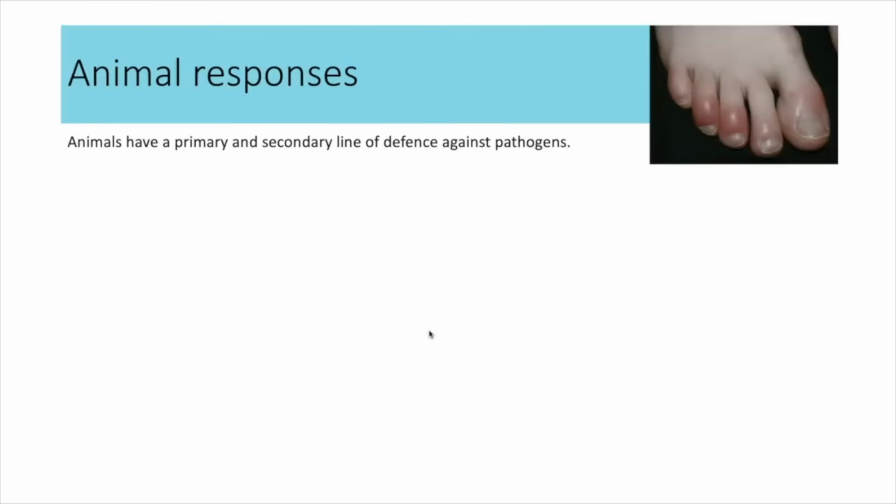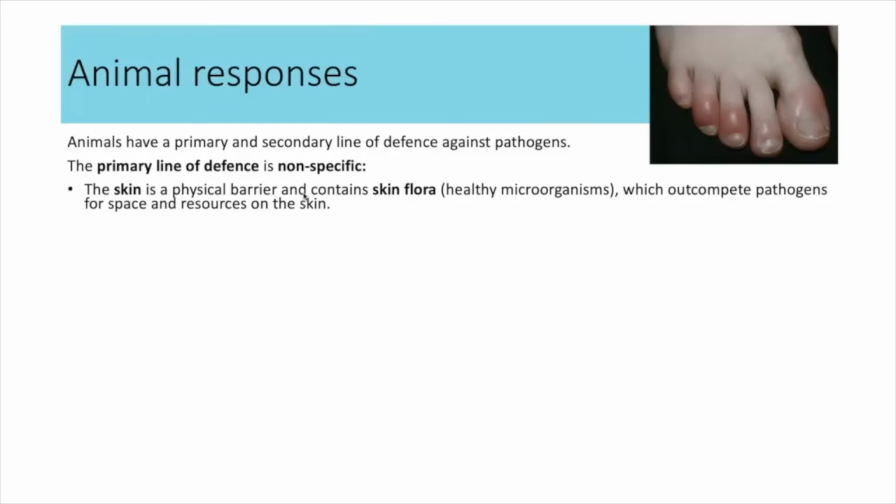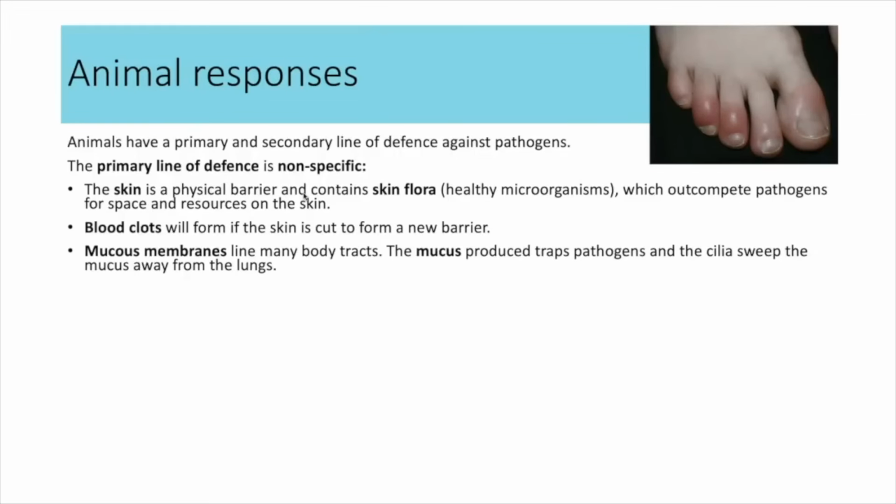Animal responses. There are primary and secondary lines of defense that occur against pathogens. The primary line of defense is the first one, and it's non-specific, meaning the same response will happen regardless of the pathogen. And these include, first of all, the skin. The skin is a physical barrier and it contains skin flora, which are microorganisms that provide a benefit to humans, and they can outcompete the pathogenic bacteria. Blood clots will form if there is a cut to that skin barrier, and that produces a new temporary barrier to prevent pathogens from entering.